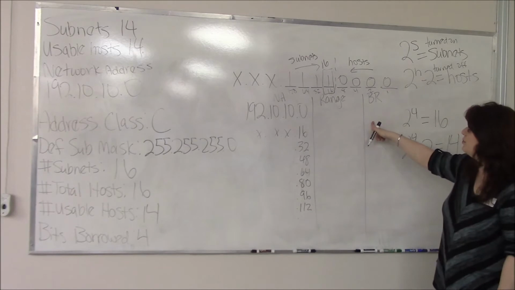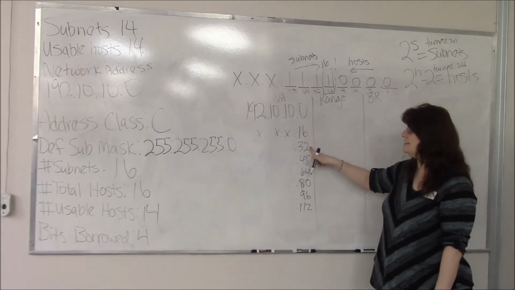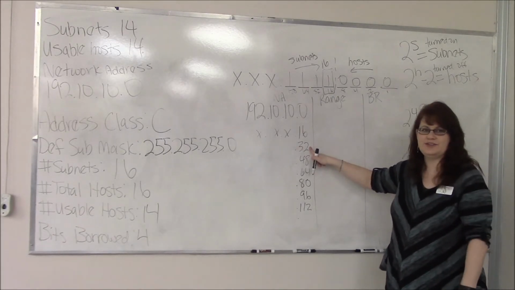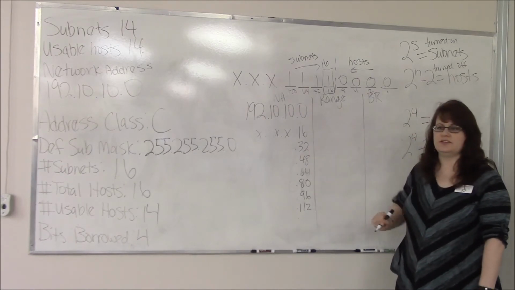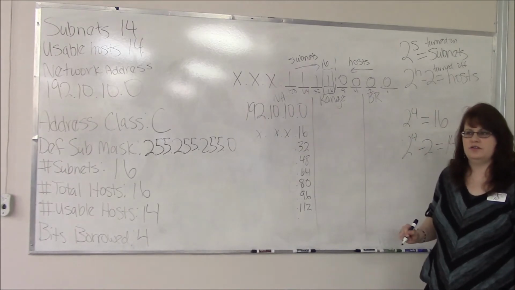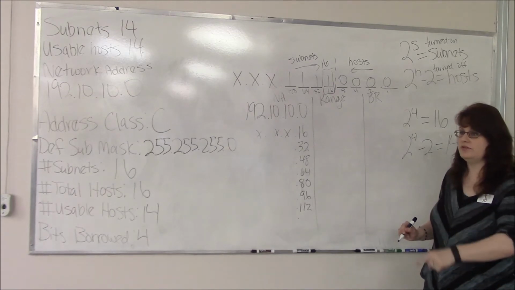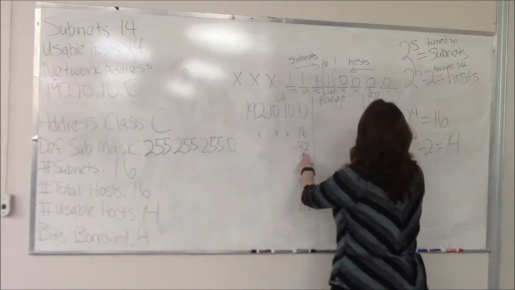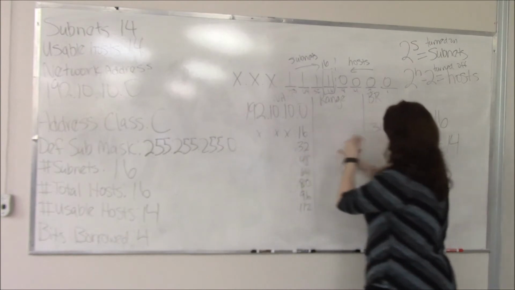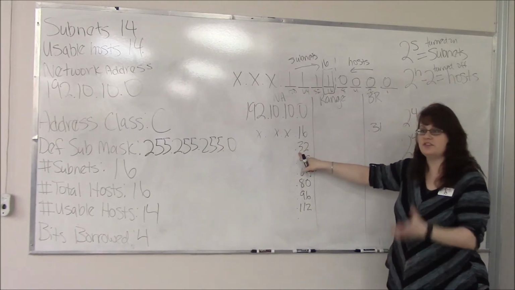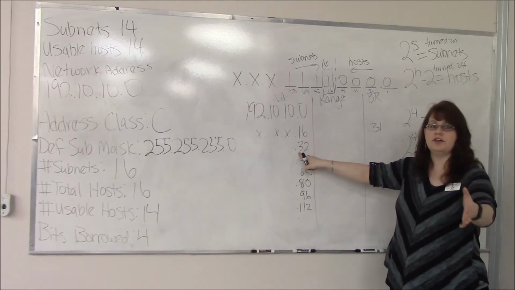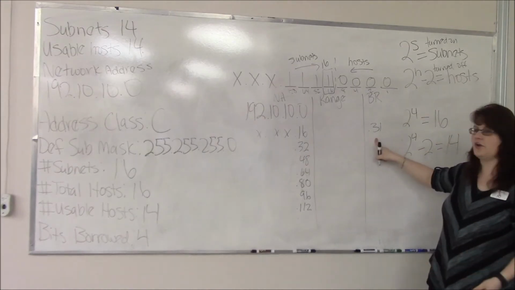So if I want to find the broadcast address for the first subnet, how am I going to figure out what that is? 32 plus 32 minus 1. Oh, okay, so I want the address that comes before this address. So it's going to be one address less. So it's going to be 31.